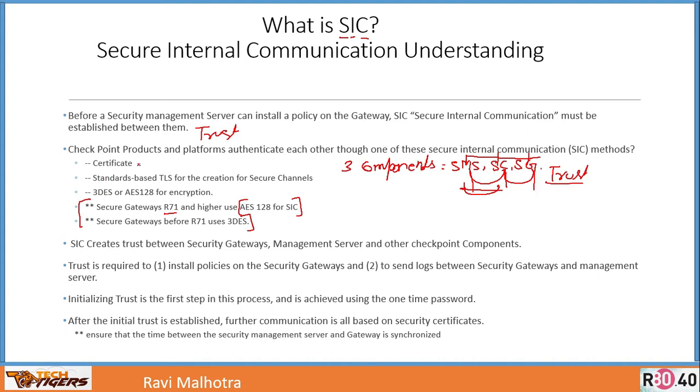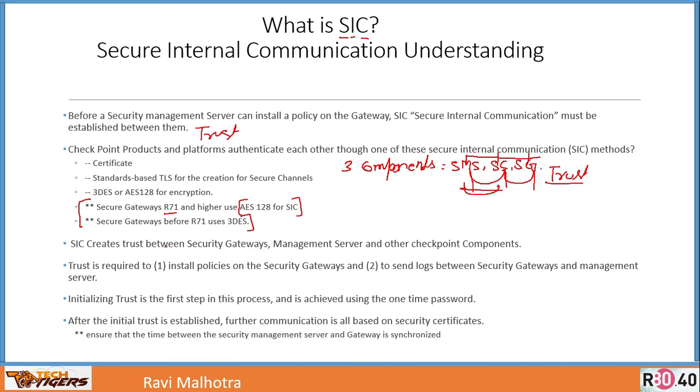Before Checkpoint components can manage each other, before you can install a policy on the gateway from the security management server, you must create a trust between them. Before you create a trust, they must authenticate each other. How do they authenticate each other? With the help of certificates. The certificate is exchanged between them, and that's how they authenticate to each other.